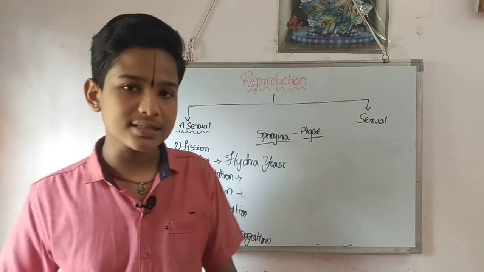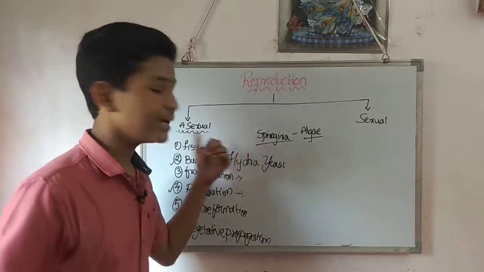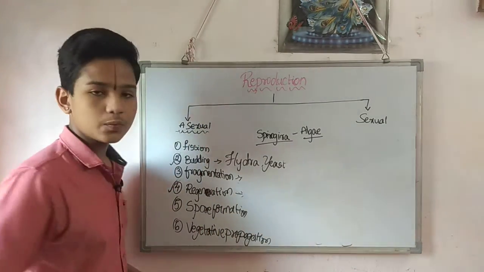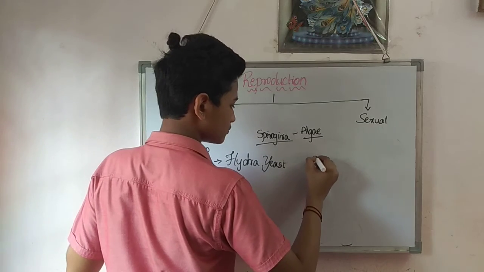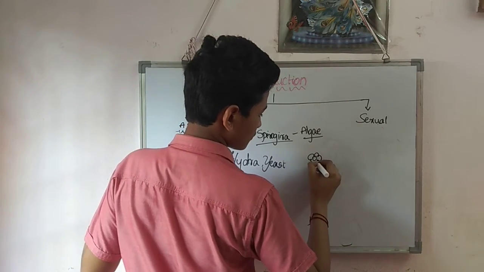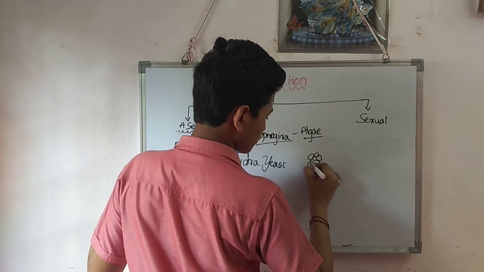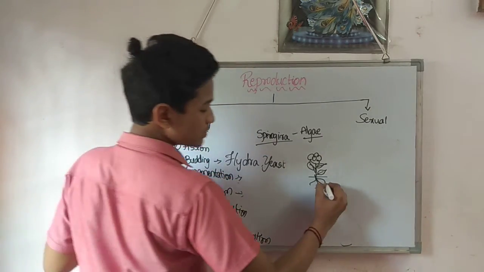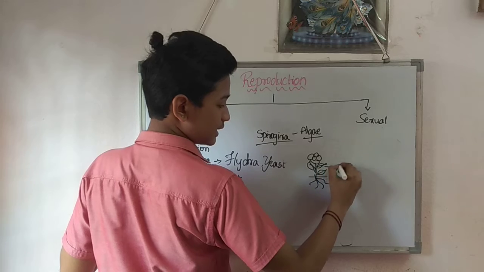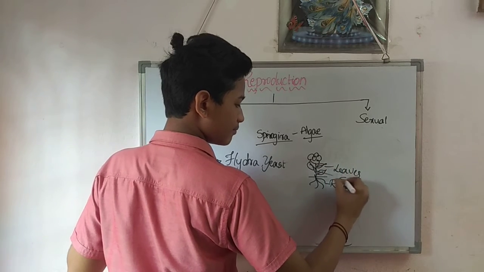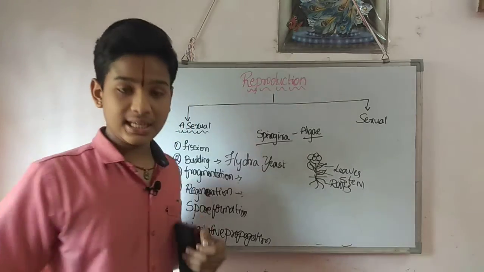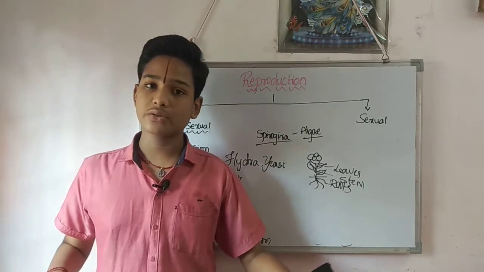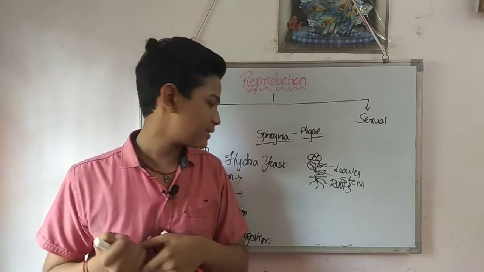only the vegetative parts reproduce asexually in plants. Okay, vegetative propagation. Take a plant. What are the vegetative parts in the plant? Roots, leaves, and the stem. These three are the vegetative parts in a plant. Each vegetative part reproduces. How it reproduces, we will see now.